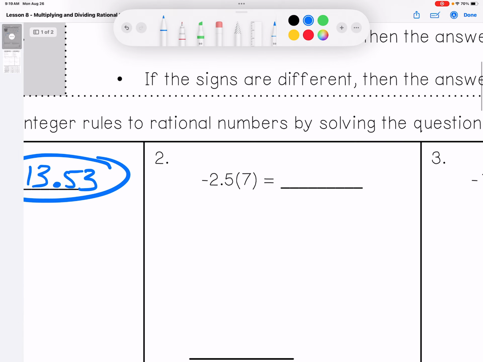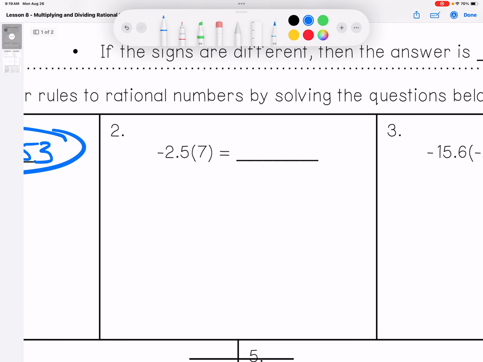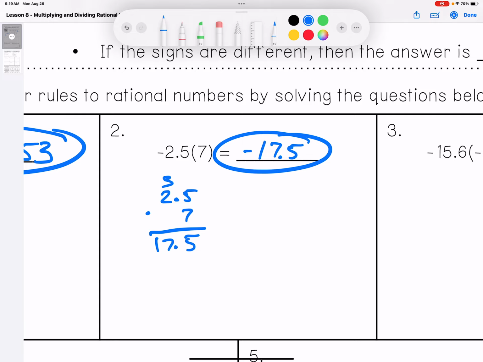All right, that means multiplication, negative 2.5 times 7. So it is 7 times 2.5, or you can write 2.5 times 7, if that's the way you want to do it. It is 17.5, but that is not the answer. It is negative 17.5. Why? Because one is negative.